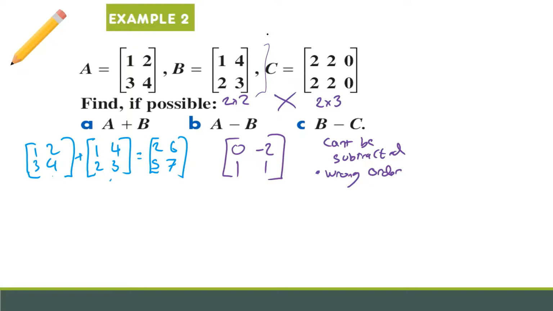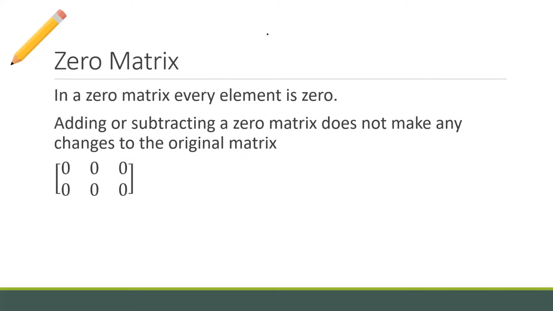The last little third is going to be about multiplication by scalar. But before we get to that, I want to show you a brand new type of matrix. This new type of matrix goes along with the matrix types that we've talked about: the row, column, and square. This one though is different because it has special elements in it. It's called a zero matrix. In a zero matrix, every element is zero. The reason a zero matrix is useful is because adding or subtracting a zero matrix does not make any changes to the original matrix. So if I have this zero matrix, I could also have a zero matrix that looks like this, or a zero matrix that looks like this.